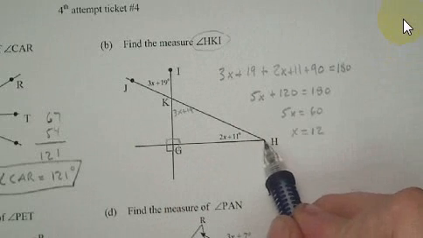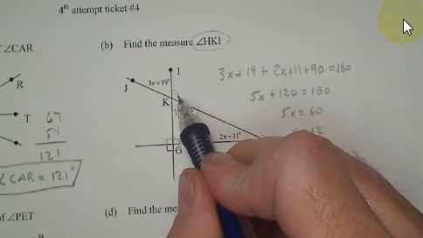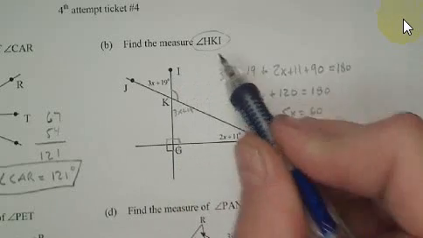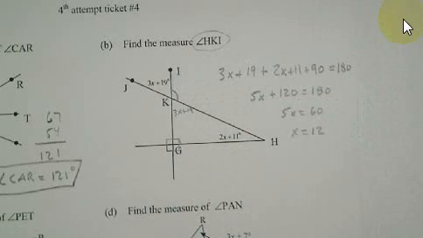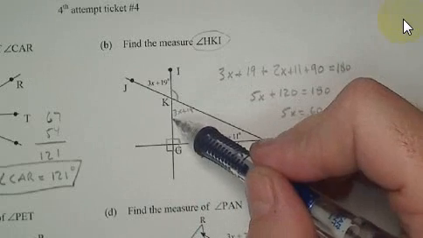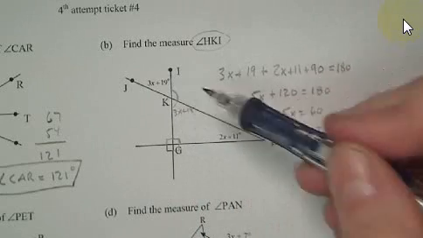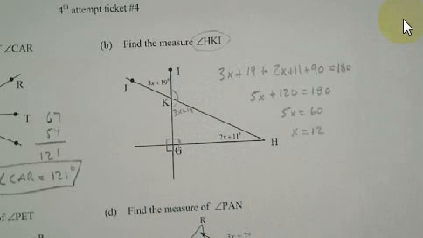HKI. So I start at H, I slide to K, I go to I. We're talking about this angle right out here. That's what this question is asking you to find. And hopefully you notice this angle that you're trying to find and this angle here, 3x plus 19, lie on a straight line. And if they lie on a straight line, they add to 180 degrees.